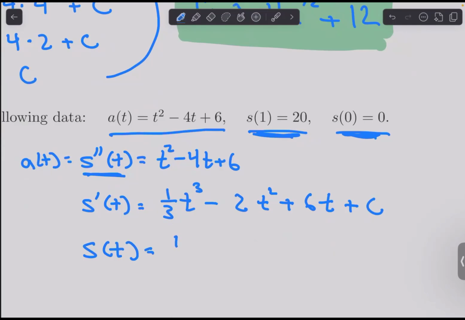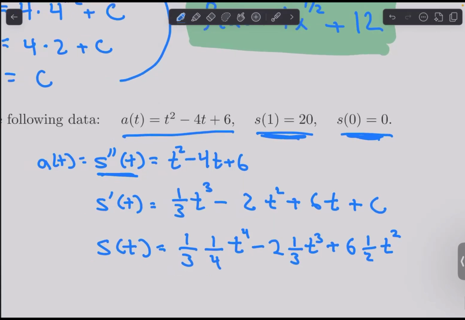We have this 1/3 that's along for the ride. When I take an antiderivative of t cubed, I'm going to need to raise my power by 1 and then multiply by the reciprocal. When I take the antiderivative of t squared, I'm going to have t cubed and then multiply by the reciprocal, 1/3. We're going to have 6, and instead of t to the first power, this is going to become t squared, raising my power by 1 and then multiplying by the reciprocal.